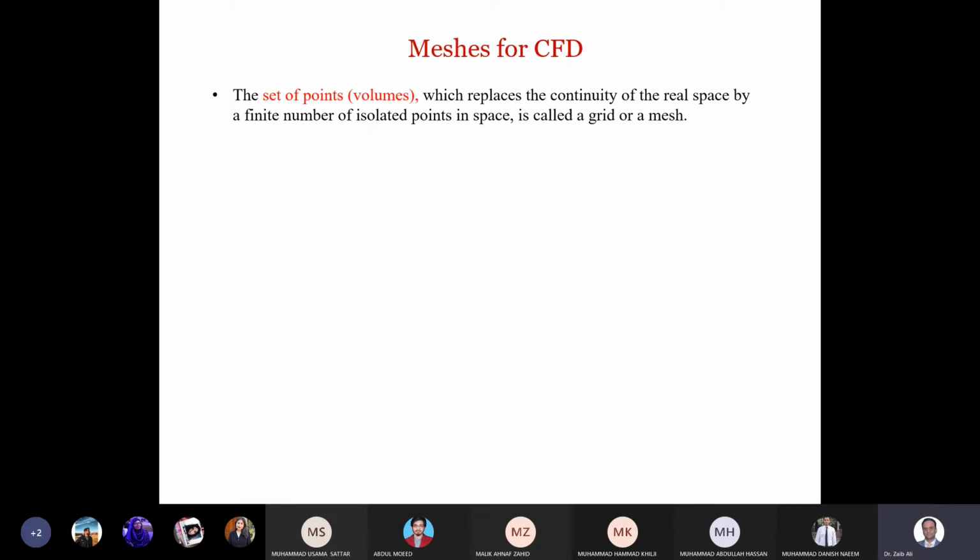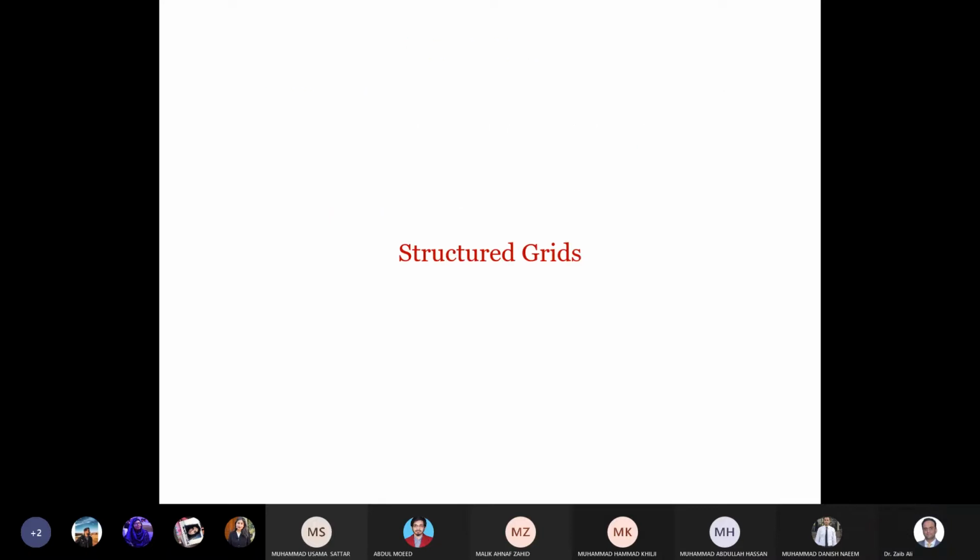How can we define a mesh? A more formal definition: a set of points for finite difference method and a set of volumes for finite volume method, which replaces the continuous real space by a finite number of isolated points in space or discrete volumes in space. Here I'm going to talk about two main types of meshes: first, structured meshes or structured grids, and second, unstructured meshes.